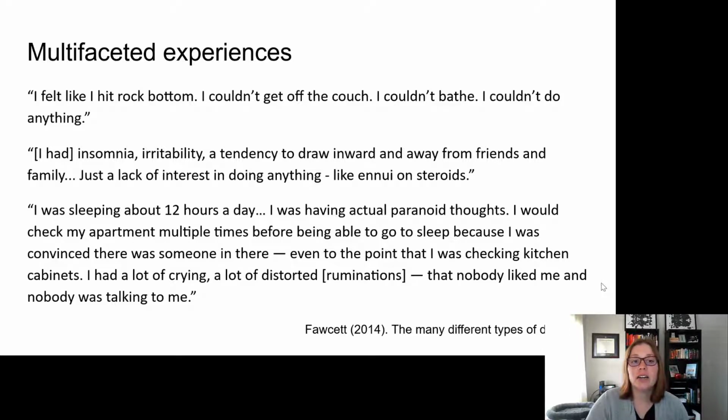This last one here, with a lot of the paranoid thoughts: sometimes individuals with depression during a depressive episode will experience some forms of psychosis. So things like being paranoid or having delusions or hallucinations, those can come up in the context of a major depressive episode.